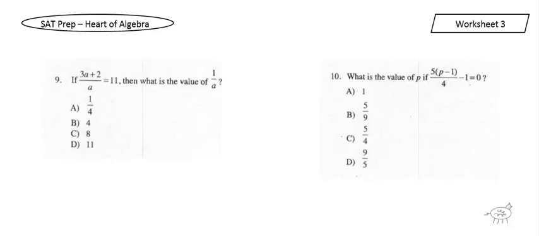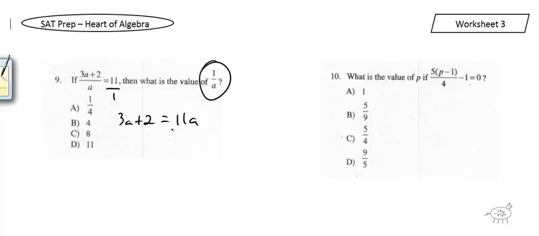Let's take a look at number 9. Basically, this is very similar to a lot of other problems. You're solving for A, but remember, this is key here. They want to know what 1 over A is. Super, super important you understand that. So I'm going to cross multiply, which is the best way to solve this problem. If I cross multiply, I get 3A plus 2 is equal to 11A.